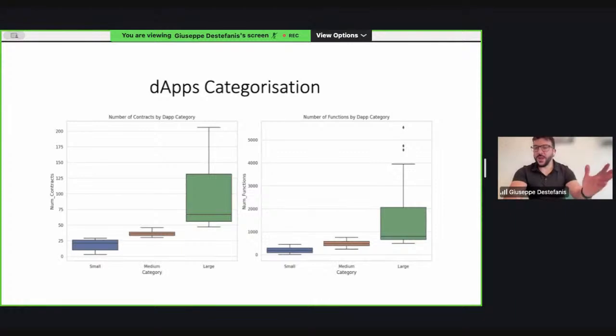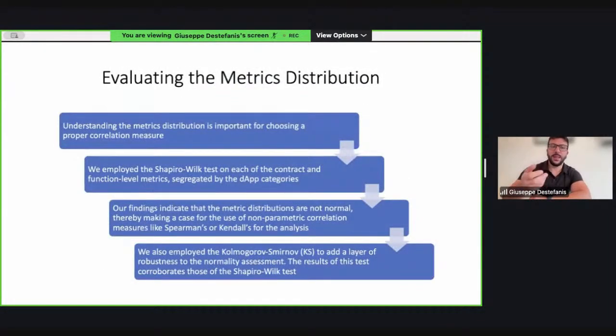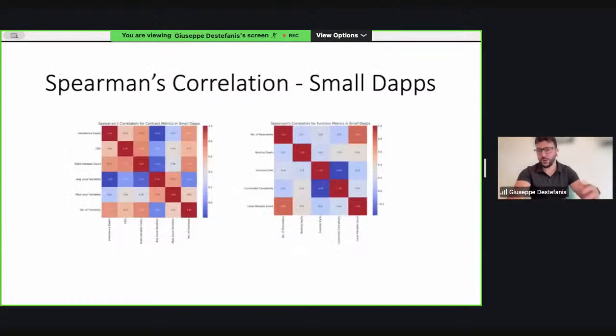Second step, so first step, we have a data set of the decentralized applications, and we divide the data set in small dApp, medium dApp, large dApp. And we studied the number of contracts and the number of functions, as you can see here in the box plots. Then we said, okay, let's evaluate the metric distribution, because first we need to understand if they are normally distributed or not. So we performed several tests to understand if they were normally distributed or not before, because we want to calculate correlation, so you have to check for normality first. They were not normal, therefore we used Spearman correlation.